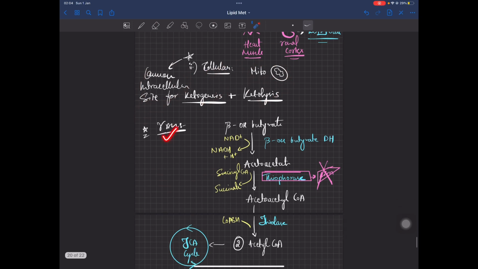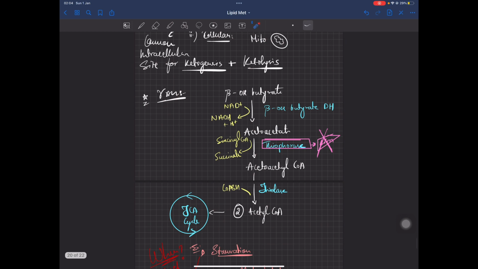Now, coming to the reaction proper. It is just the reverse of ketogenesis. You need to remember that. This is the primary goal. The beta hydroxybutyrate, which is a ketone body, converts into acetoacetate with the help of beta hydroxybutyrate dehydrogenase. Since dehydrogenase is there, the process is an oxidoreductase. So, NADH2 is produced.